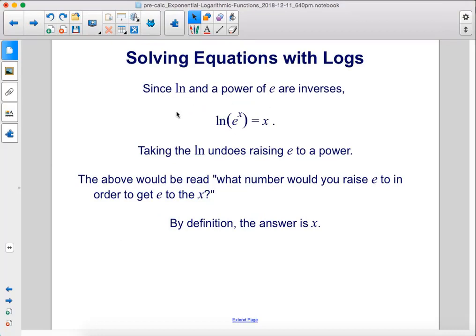Since the natural log and a power of e are inverses, the natural log of e to the x power equals x. Taking the natural log undoes raising e to a power. The above would be read, what number would you raise e to in order to get e to the x? By definition, the answer is x.